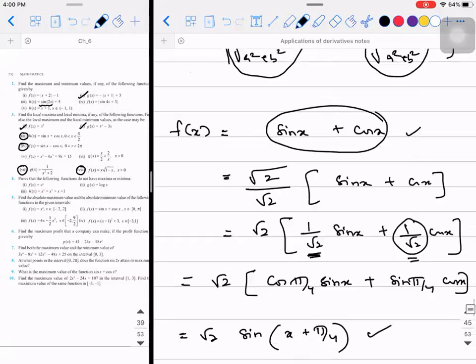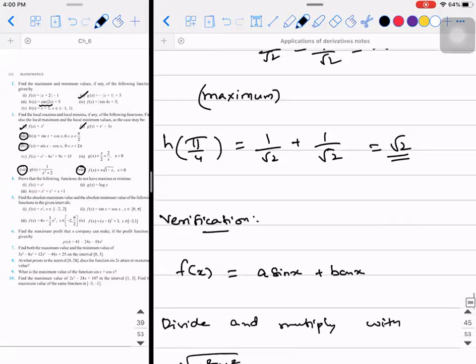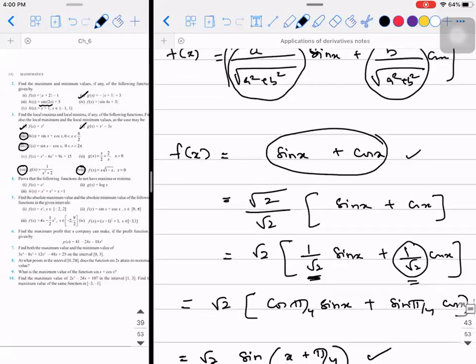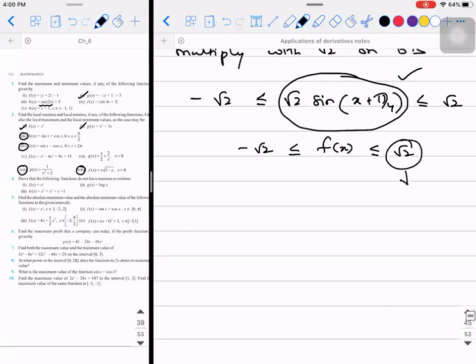So what is the answer you people got? Root 2 is what? Maximum value. Is this also telling us the same? Yes, sir. Right? Then minus root 2 will be the minimum value.